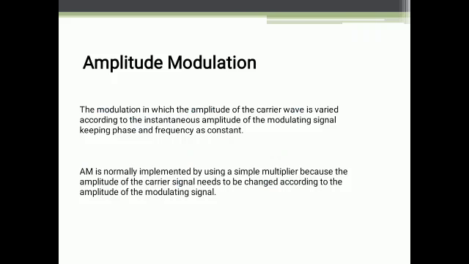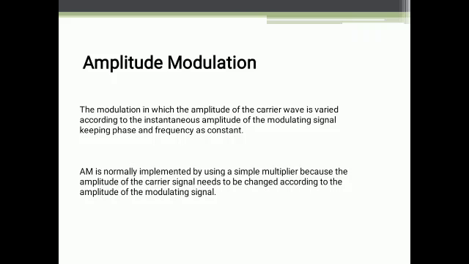The first one is amplitude modulation. In amplitude modulation, the amplitude of the carrier wave is varied according to the instantaneous amplitude of the modulating signal, keeping phase and frequency constant. In this modulation, the amplitude of the carrier signal is modified to reflect the analog data.